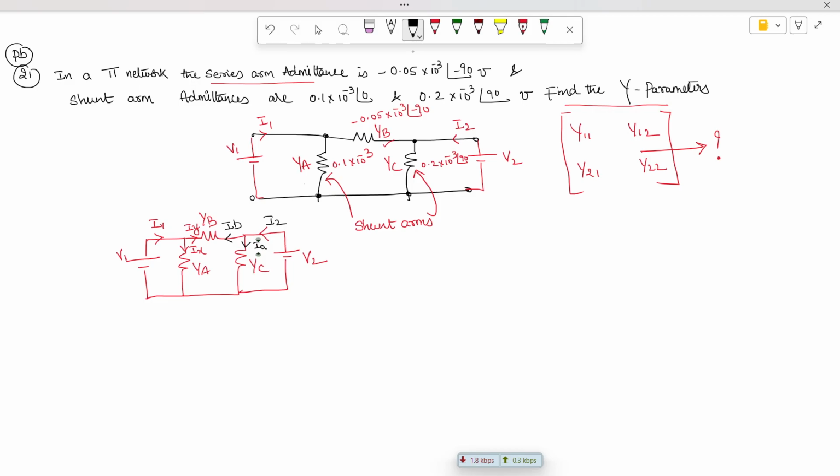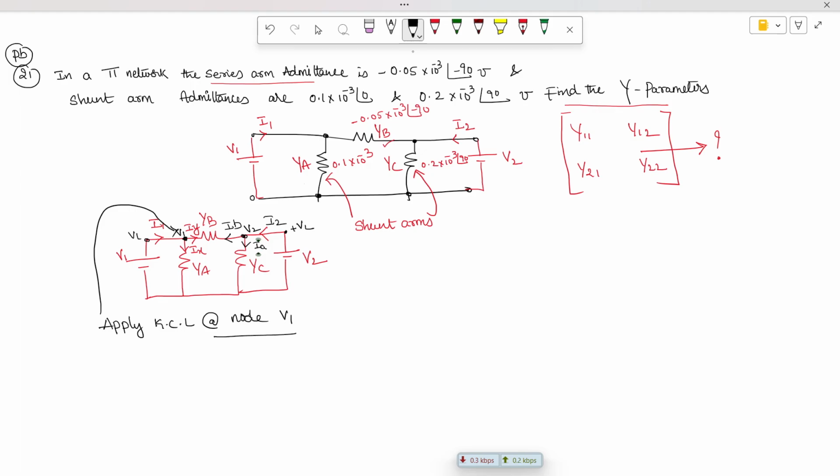To find these Y parameters, we apply Kirchhoff's current law at node V1. The voltage at this point is V1, and automatically the voltage at this point is V1. The voltage at this point is V2, and the voltage at this point is also V2. So apply KCL at node 1.